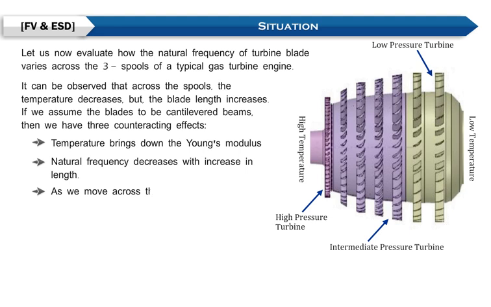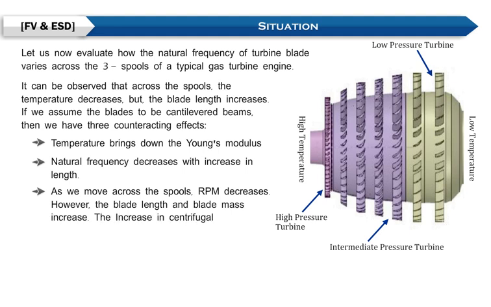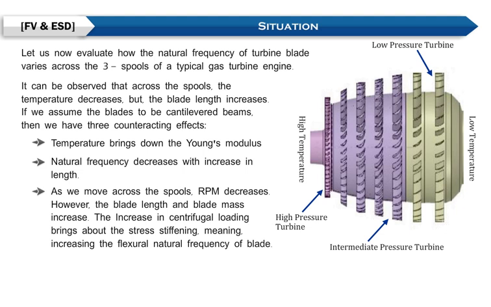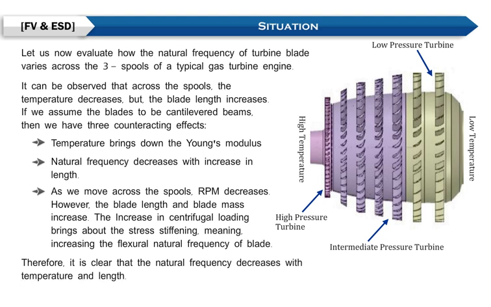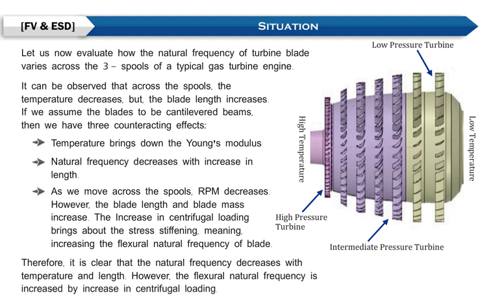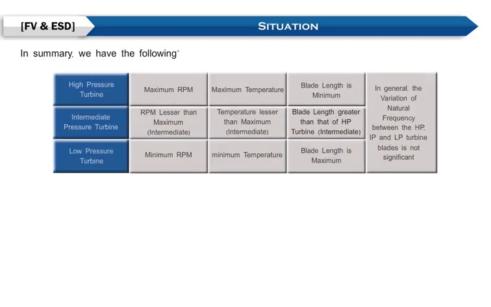As we move across the spools, the RPM decreases. However, the blade length and blade mass both increase. The increase in centrifugal loading brings about the stress stiffening, meaning increasing the flexural natural frequency of the blade. Therefore, it is clear that the natural frequency decreases with temperature and length. However, the flexural natural frequency is increased by increase in centrifugal loading. In summary, we have the following.